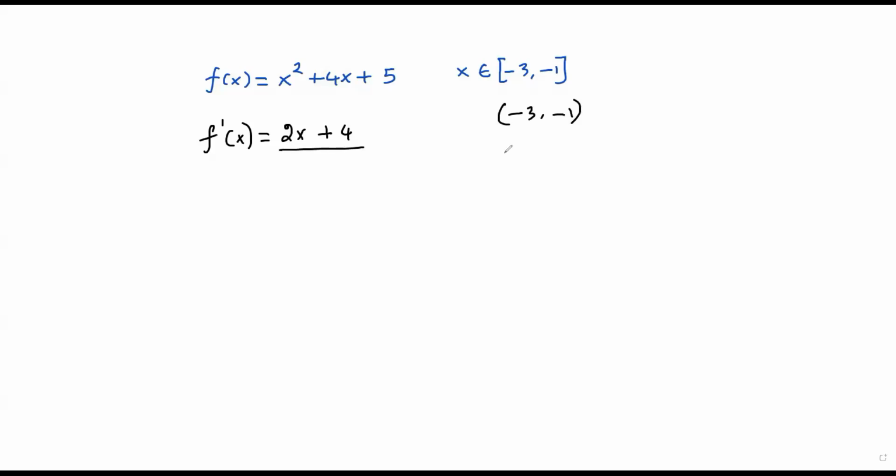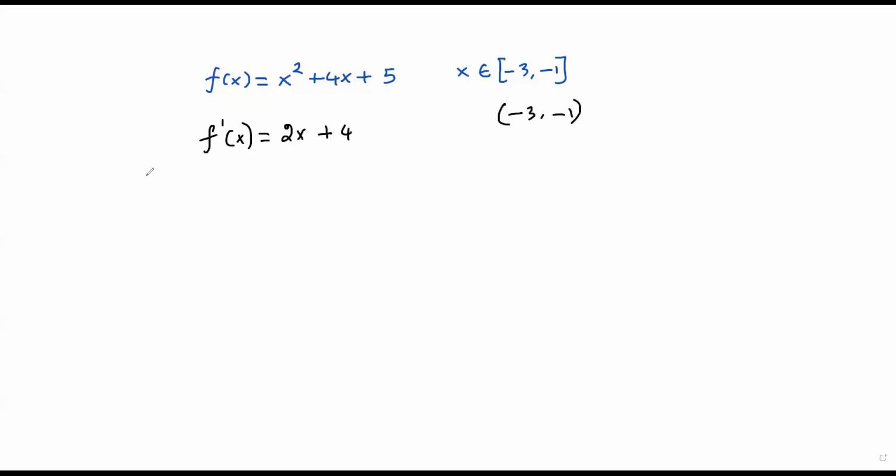So this 2x plus 4 is defined for any value between negative 3 and negative 1, I mean, on the open interval negative 3, negative 1. So clearly this function is differentiable on the open interval negative 3, negative 1. So the second condition of Rolle's theorem is also met. Now let's take the third condition.